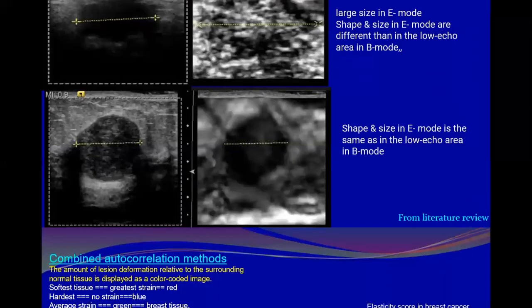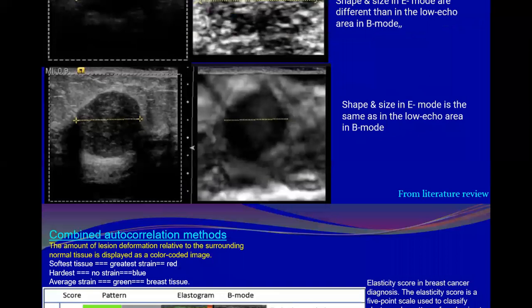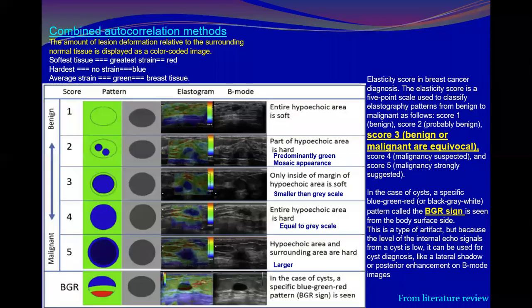Okay. And in the combined autocorrelation methods of strain elastography, the amount of lesion deformability or elasticity of the lesion relative to the surrounding normal tissue is displayed in color-coded scales from 1 to 5. Usually the softest tissue, it means that the greatest strain is red, while the hardest, no strain, is blue, and the average strain is green, usually the pressed tissue having the average strain.